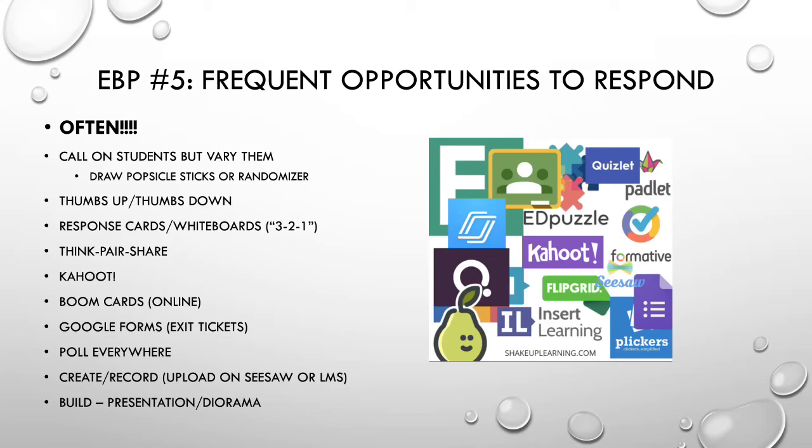What happens with teachers often, though, is that they tend to call on the same students, or students that are high flyers, or students that sit in close proximity to where they're sitting. And often the students who are in the back of the classroom, or if they're in an inclusion classroom, the students with disabilities don't get an option to respond. One remedy for this is to draw popsicle sticks or use some type of randomizer to select the name of the student.